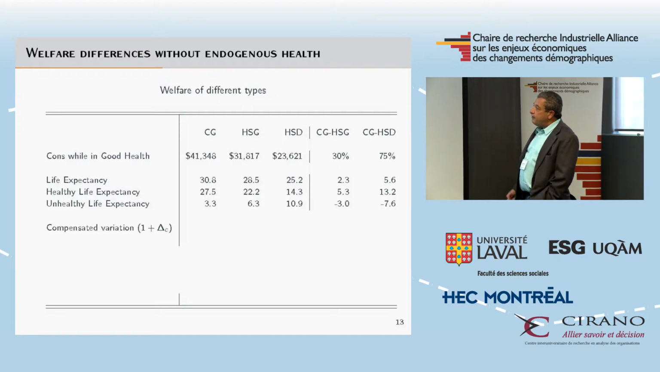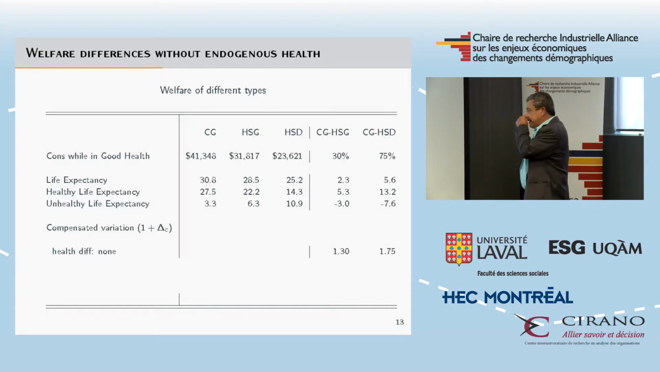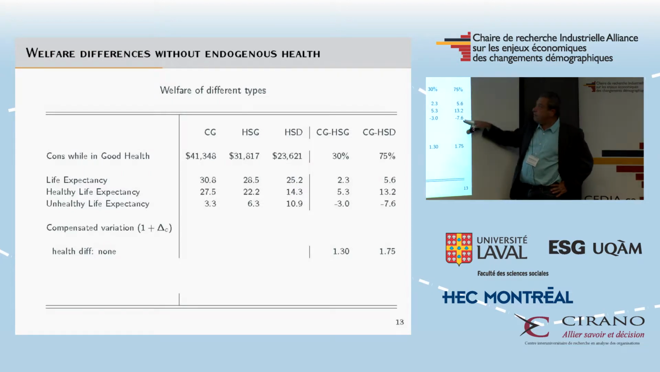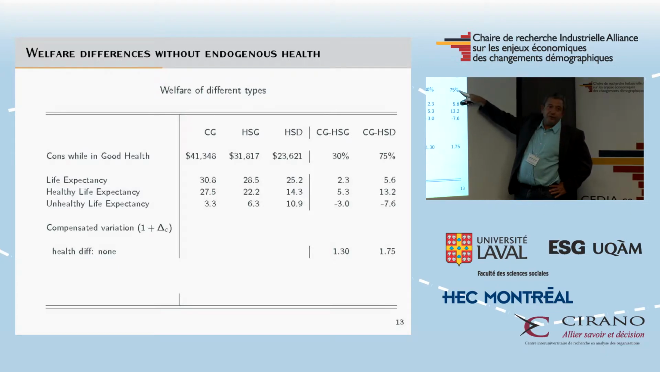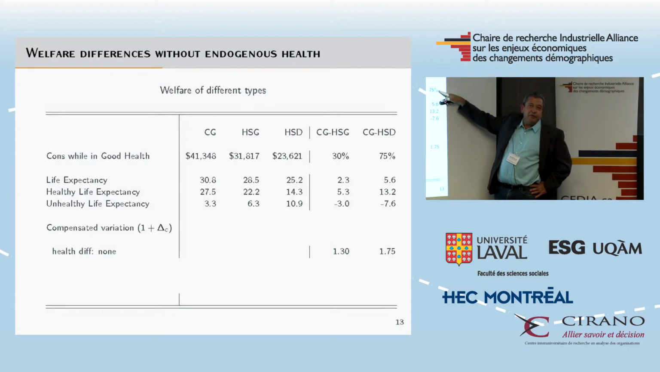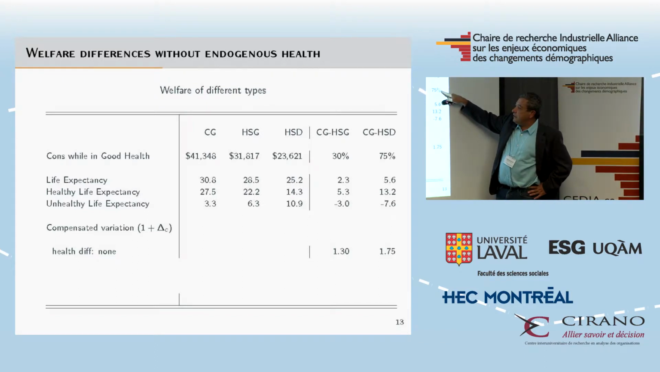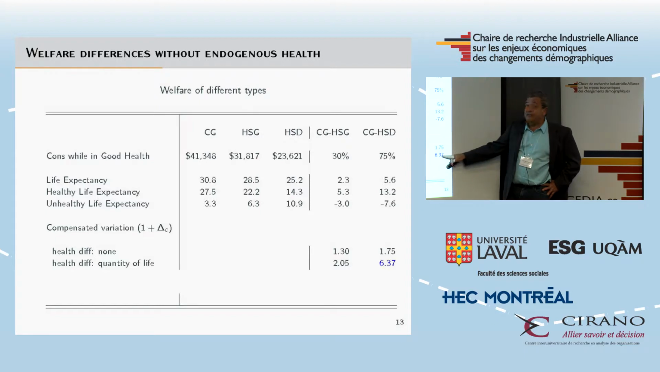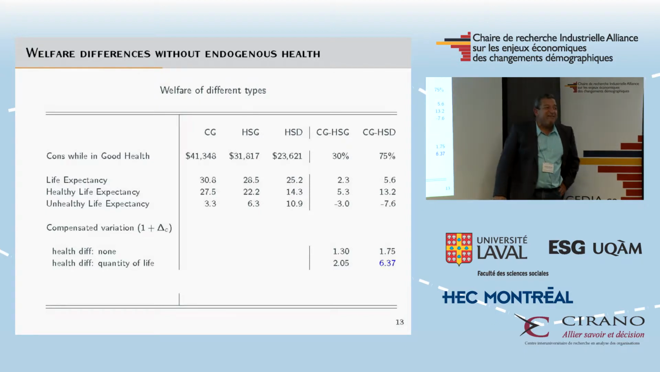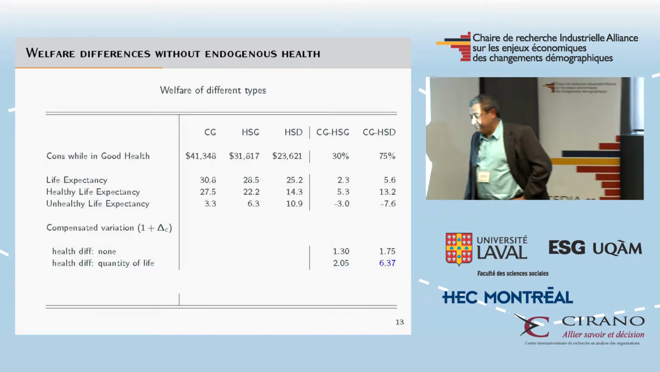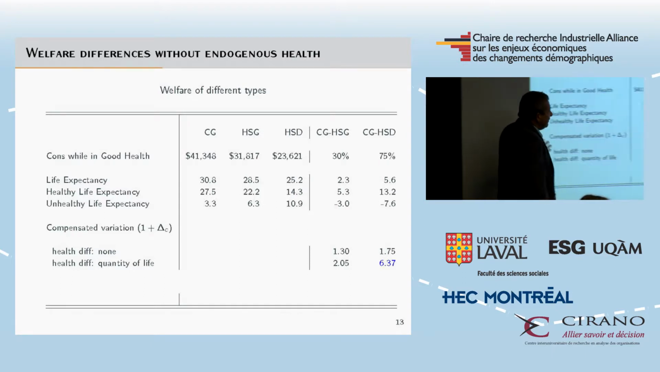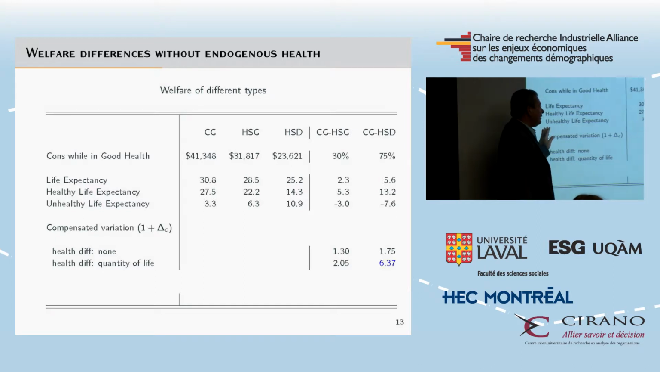So you do a measure of compensated variation. This is just using the first one, ignoring all kinds of health. If you ignore all kinds of health, you say, I give the dropout 75% extra consumption, they will take it, and they will accept that they are better than college graduates. But if you take into account the difference in the quantity of life alone, that number goes to 6.4. That means you have to give them five times their current consumption to have an equal deal with the college graduates.